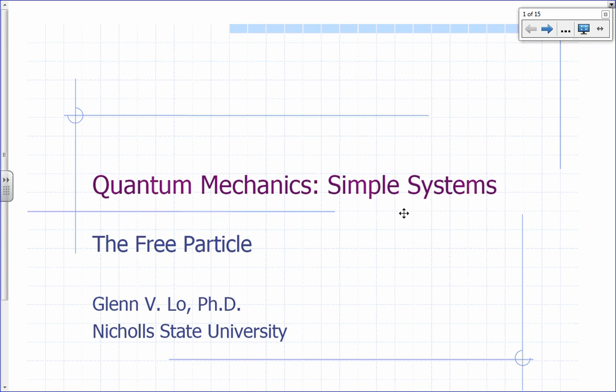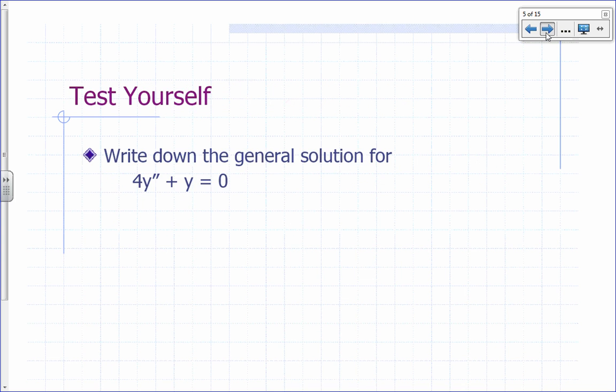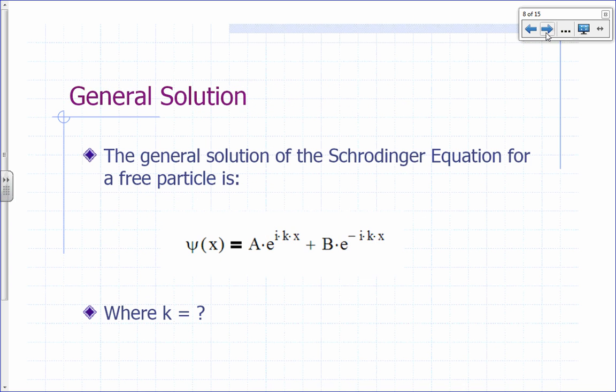So let's continue our discussion of the free particle. Last time we said that for a free particle, the general solution of the Schrodinger equation is of this form, right? A times e to the ikx plus B times e to the negative ikx. What was the value of k here?